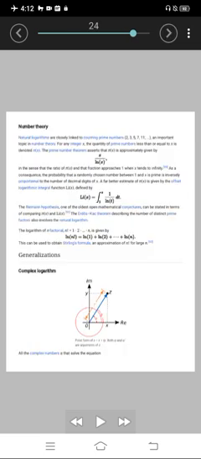Number theory. Natural logarithms are closely linked to counting prime numbers 2, 3, 5, 7, 11, an important topic in number theory. For any integer x, the quantity of prime numbers less than or equal to x is denoted pi(x). The prime number theorem asserts that pi(x) is approximately given by x over ln x, in the sense that the ratio of pi(x) and that fraction approaches 1 when x tends to infinity. As a consequence, the probability that a randomly chosen number between 1 and x is prime is inversely proportional to the number of decimal digits of x.